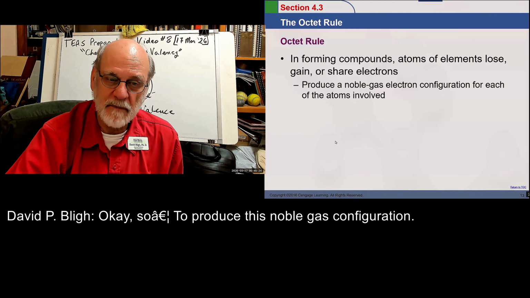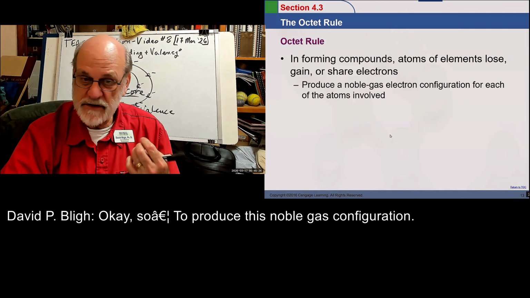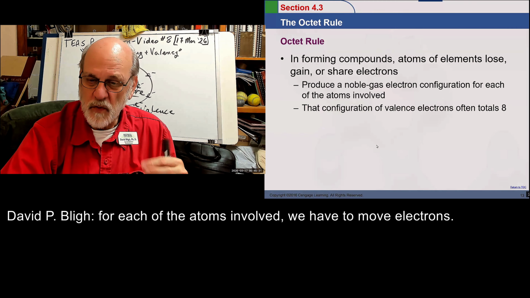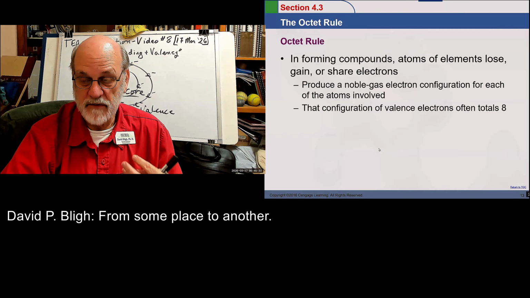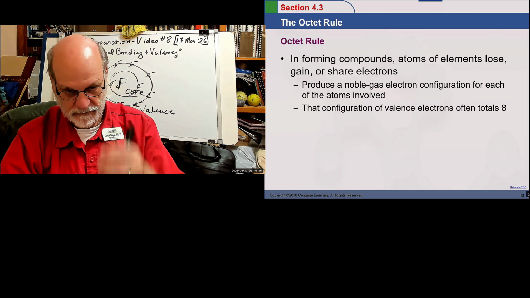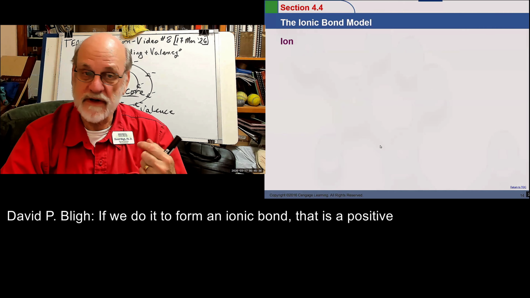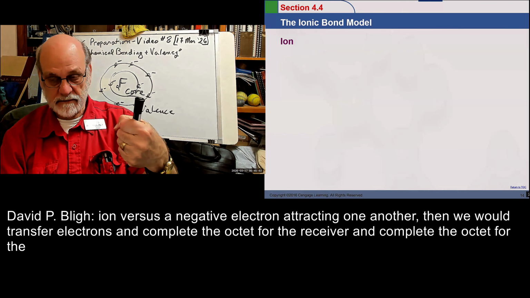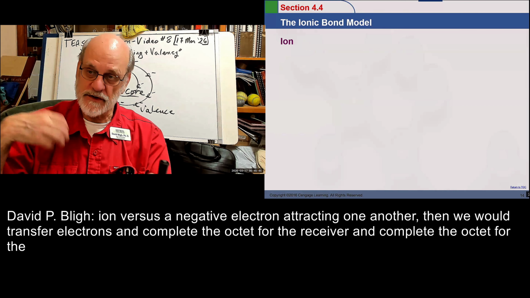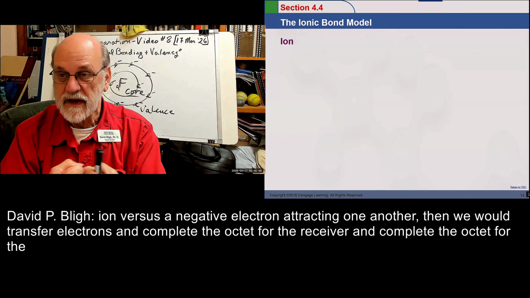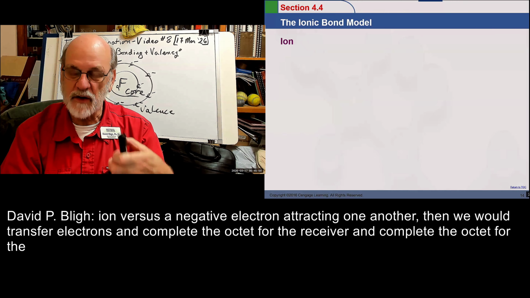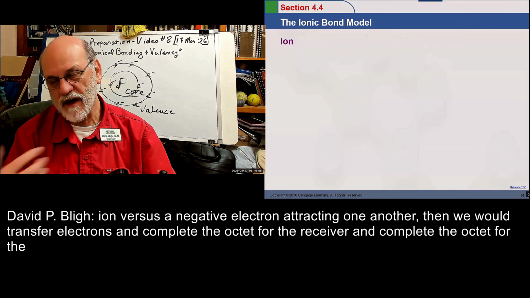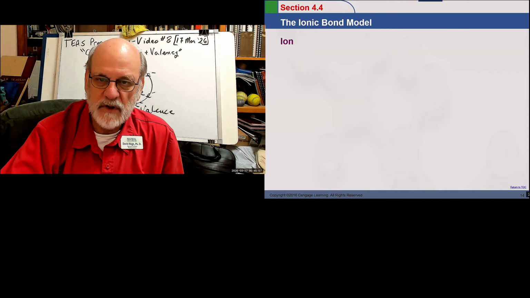Okay, so to produce this noble gas configuration for each of the atoms involved, we have to move electrons from some place to another. If we do it to form an ionic bond, that is a positive ion and a negative ion attracting one another, then we would transfer electrons and complete the octet for the receiver and complete the octet for the contributor.